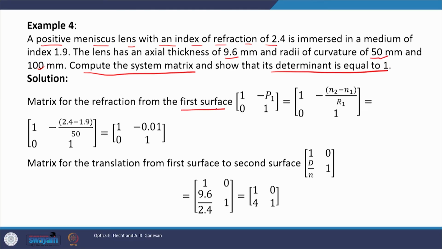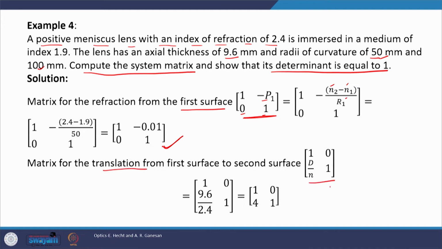Okay, first let us see how to get the refraction matrix for the first refracting surface. We know the refraction matrix is given by 1, minus P1, 0 and 1. P1 is the power of the refracting surface, which is nothing but (N2 minus N1) by R. We will substitute for N2, N1 and R, and this will give us this form of the refraction matrix for the left refracting surface.